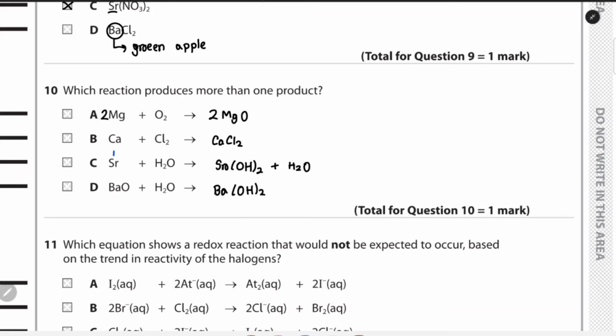This is basically a metal plus water reaction, which will form H2. So metal plus water will form a hydroxide salt and H2 gas.